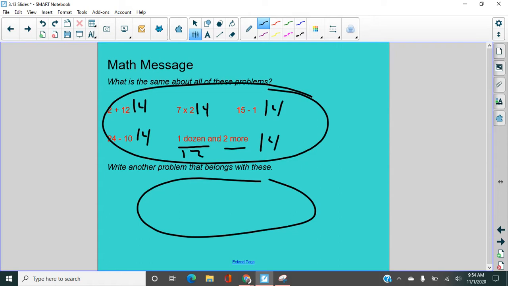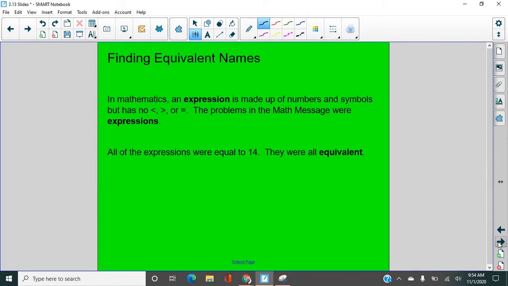Yeah, there's so many things that you could have put. You could have put 14 times 1, but there's many, many more. All right, so what we're doing today is finding equivalent names. In mathematics, an expression is made up of numbers and symbols, right? But not things that have equal signs or greater than, less than. Those are number sentences. So we're going to be using expressions today.